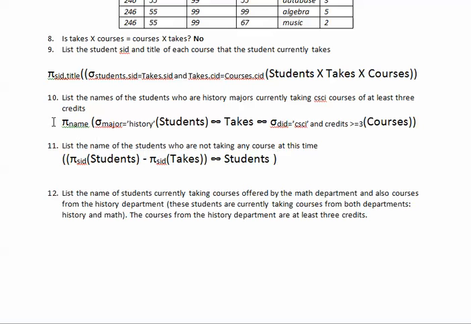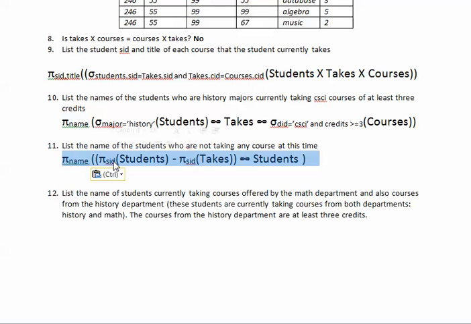So now we need a pi that will give me the names. So let's see, looks okay. Students, SID takes, then we join it, so we get the names again, and we got the information there. Okay, so that will be an answer for question 11. Now let's see the last question.